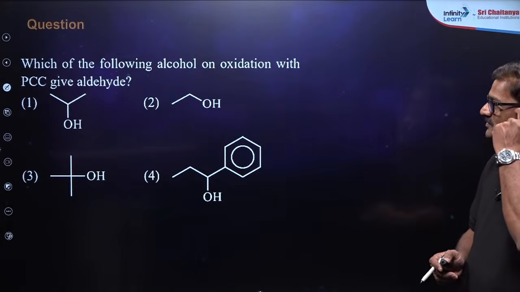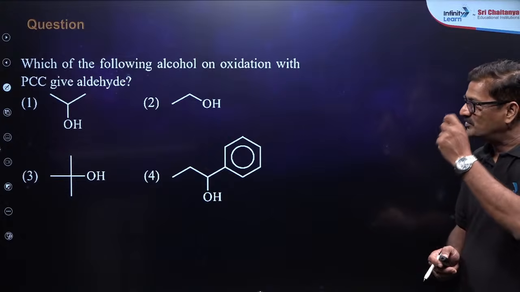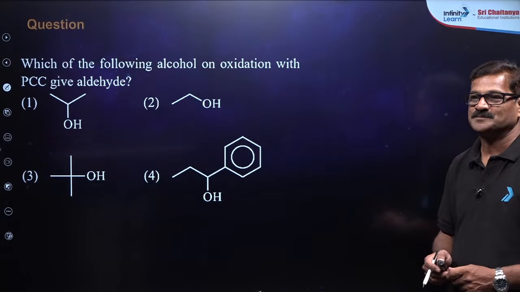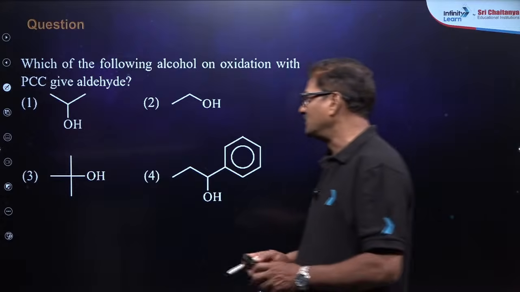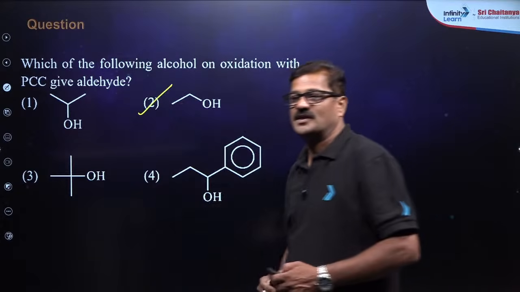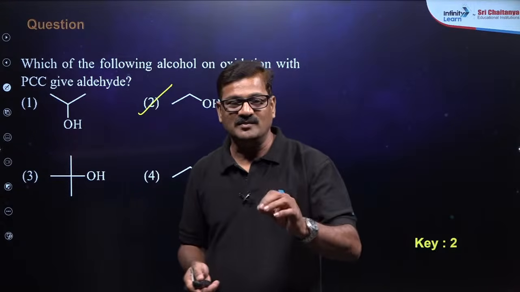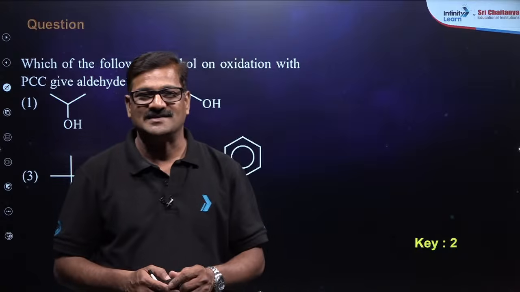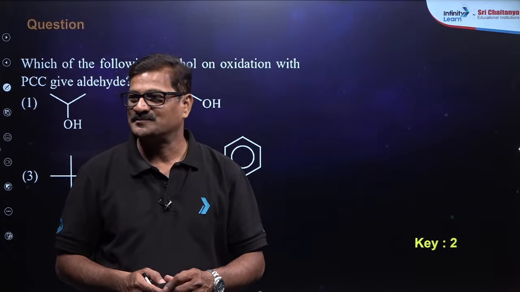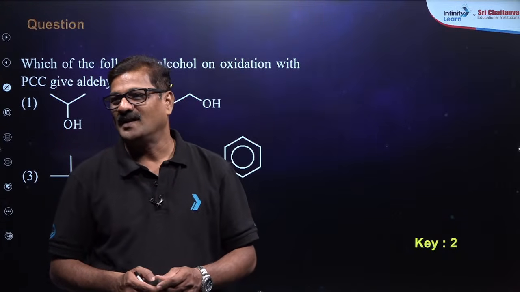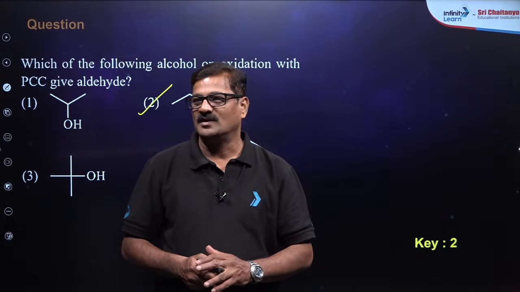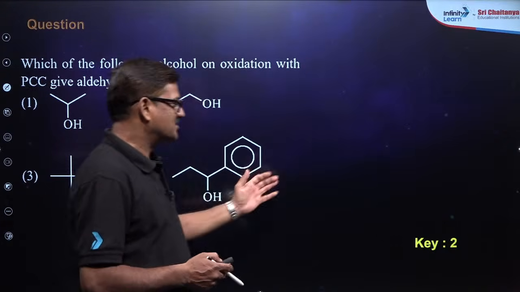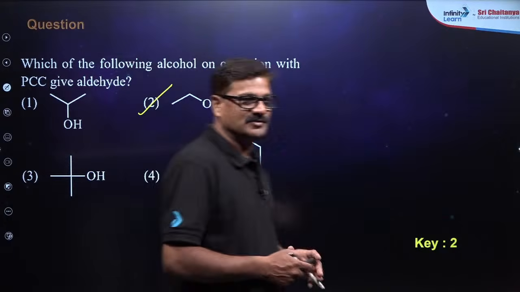One more question: which of the following alcohols on oxidation with PCC gives an aldehyde? Primary alcohols when treated with PCC can give rise to aldehyde. Pyridinium chlorochromate is a mild oxidizing agent. Remember that. Kharasch effect and peroxide effect do not work with HCl. Right? The answer is going to be 2 for this question. Any doubt?